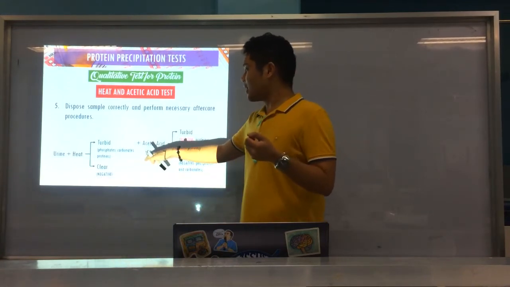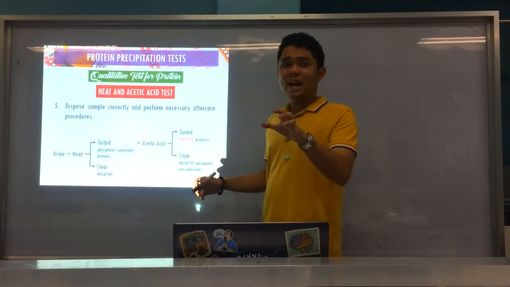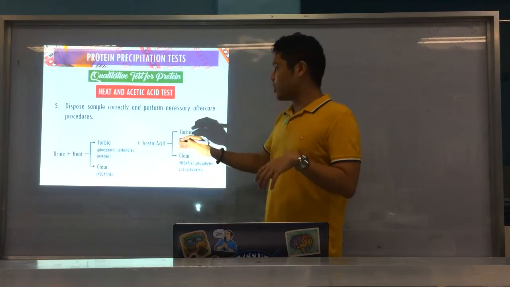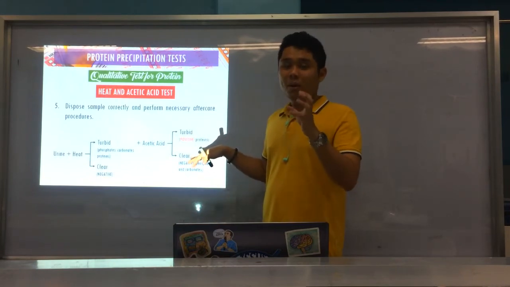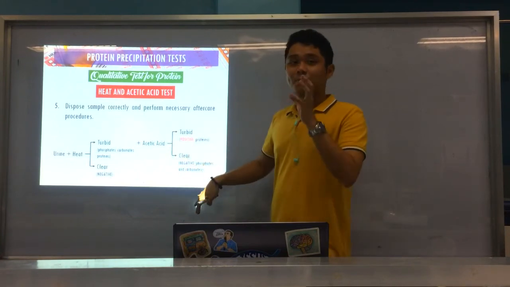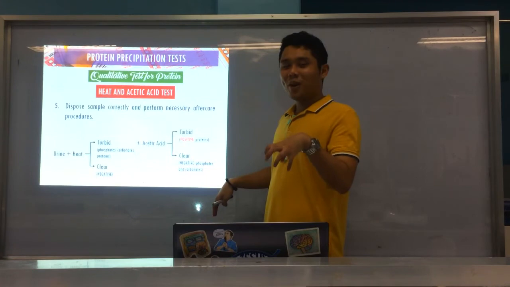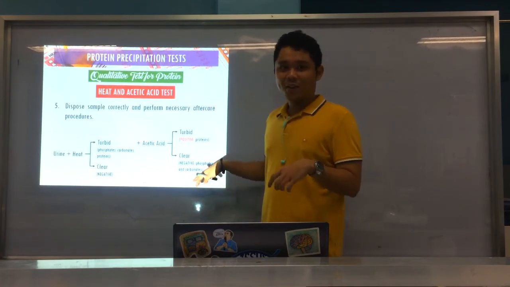Now, after adding acetic acid, if the turbidity disappears, it means phosphates are present here, which is why it dissolved. But if the turbidity persists, then it is positive for proteins. Okay? And again, if clear, negative, there are no proteins. The other substances present are either phosphates or carbonates. Okay? I do hope you get it.